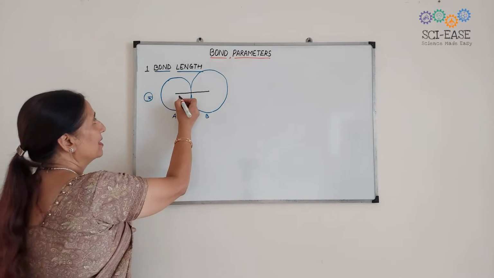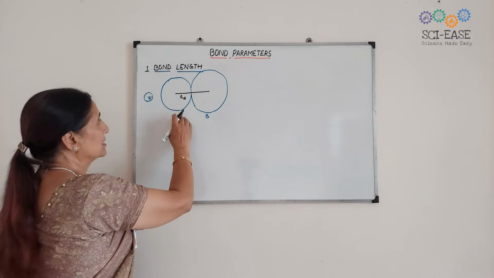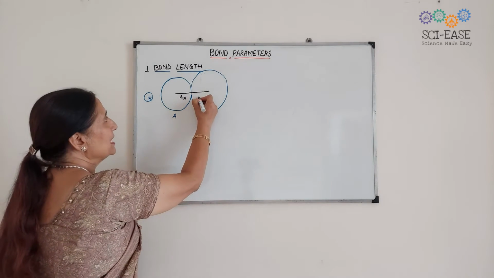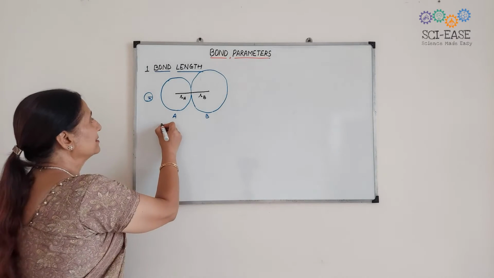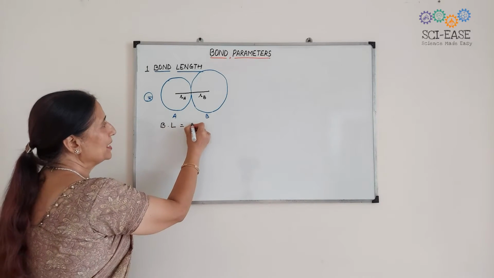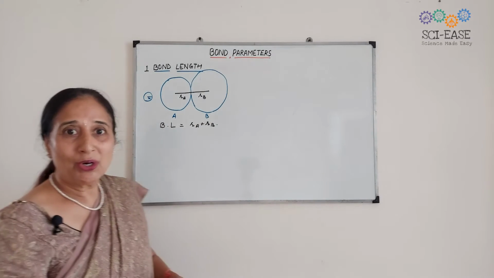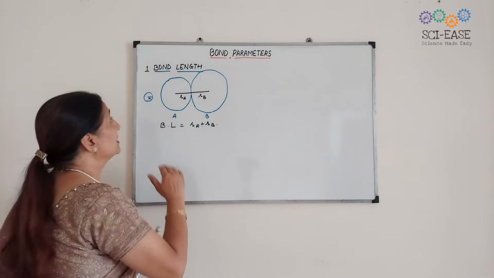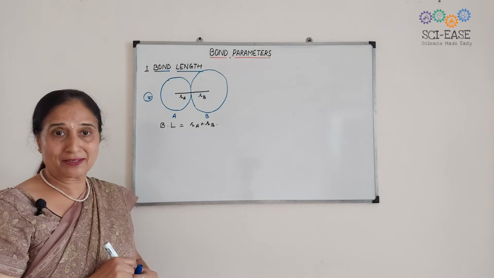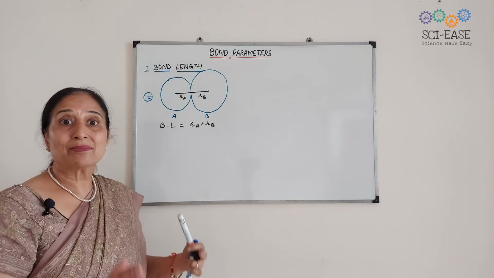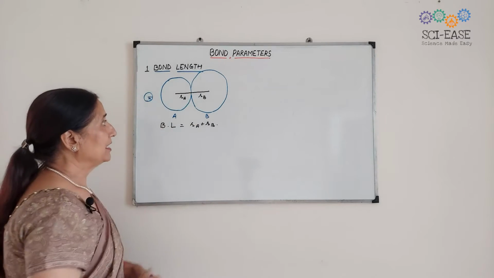Here, suppose RA is the radius of atom A, and RB is the radius of atom B. So, what will be the bond length in this case? Bond length will be equal to RA plus RB. Okay? So, what is bond length? It is the distance between the centers of the two atoms when the atoms are in equilibrium state, when they are touching each other.